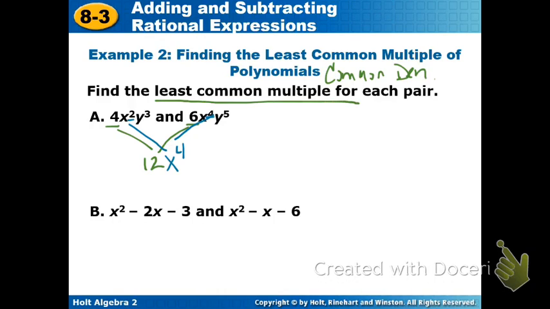I have a y to the third, so that's how many y's? And I have a y to the fifth, that's how many y's? 5. So to represent all the y's, I would need how many? I would only need 5.